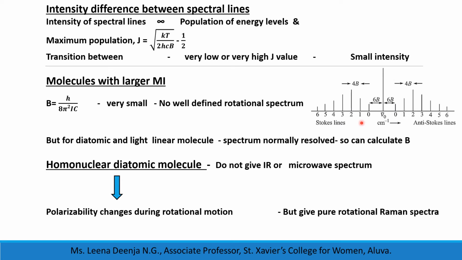And if we can see these lines, Stokes lines and anti-Stokes lines, then we can calculate the B value. And a homonuclear diatomic molecule does not give an IR spectrum. But here we can see a well-defined rotational spectrum for it. This is because there will be a polarizability change during rotational motion. So we can study such a molecule by taking the Raman spectrum.